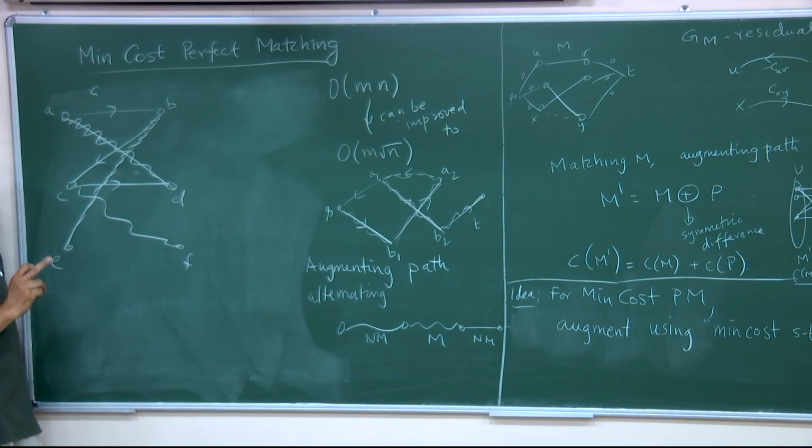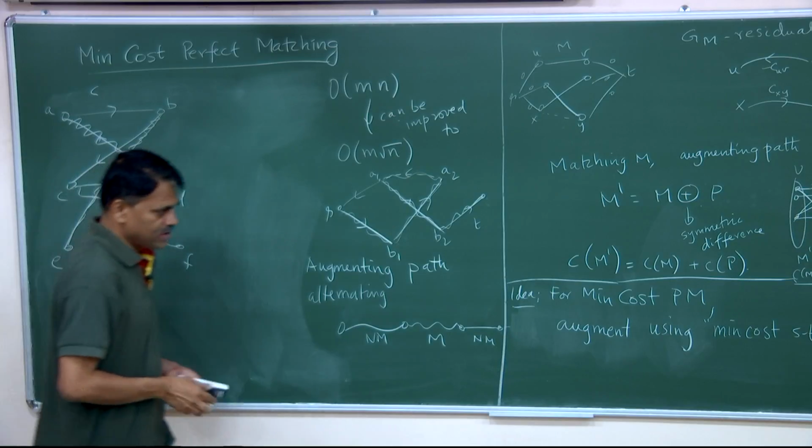Okay, it's a negative weight cycle in GM. It's important: in the residual network, the backward edges are matching edges, and the forward edges are non-matching edges. So that means any cycle would be an alternating cycle. I think that's important.